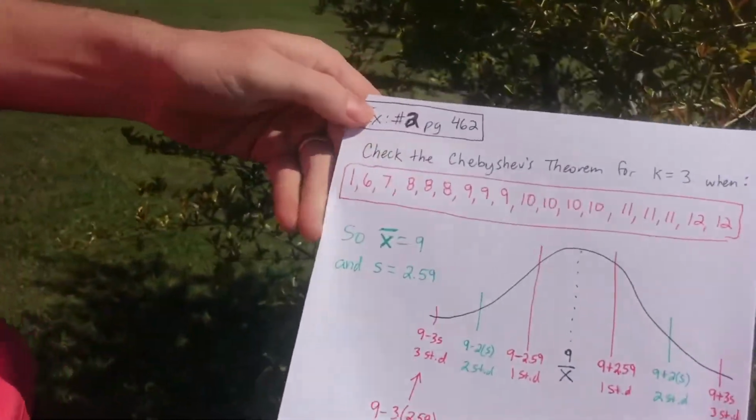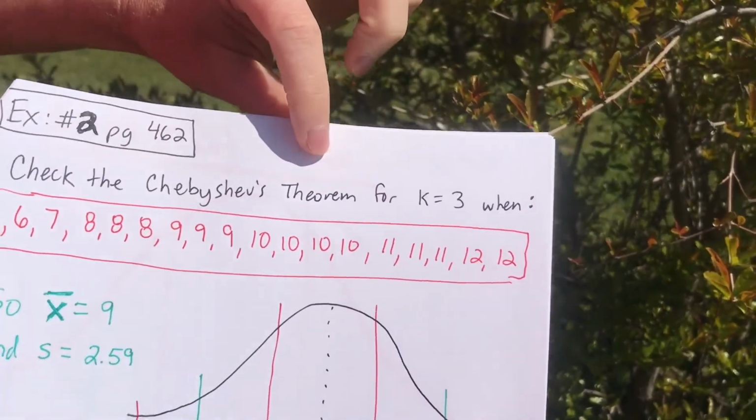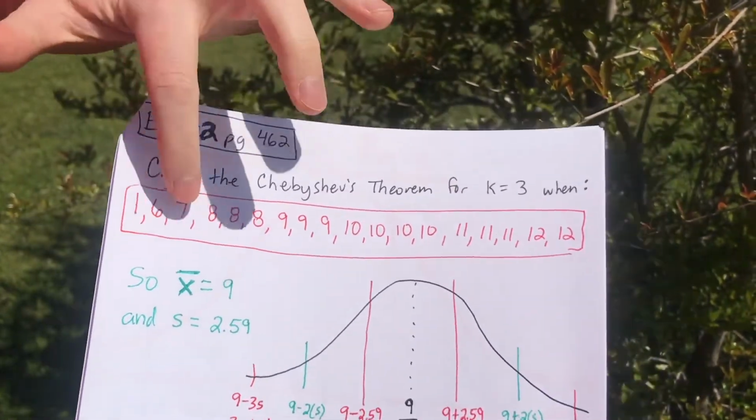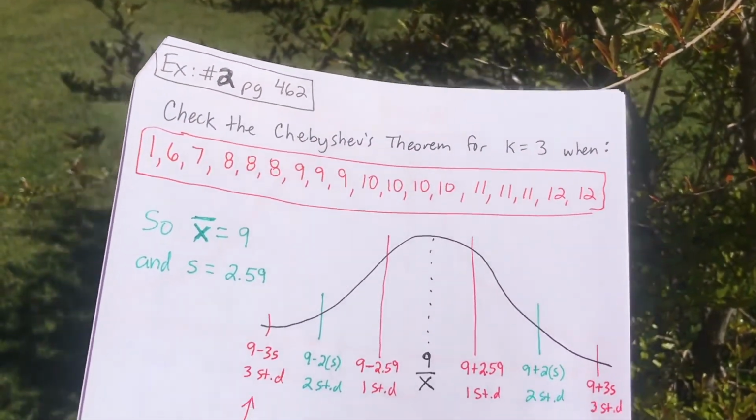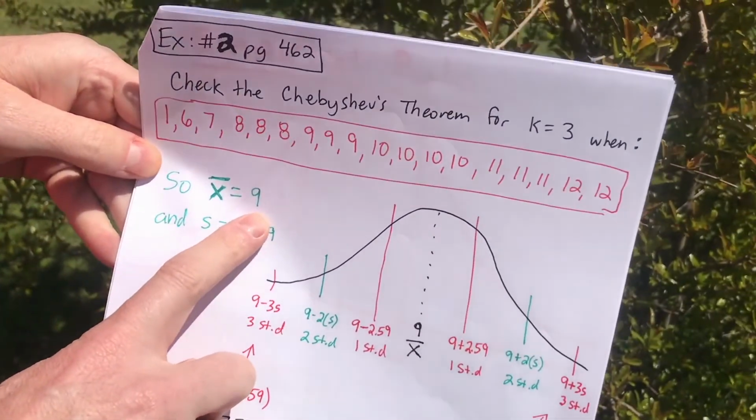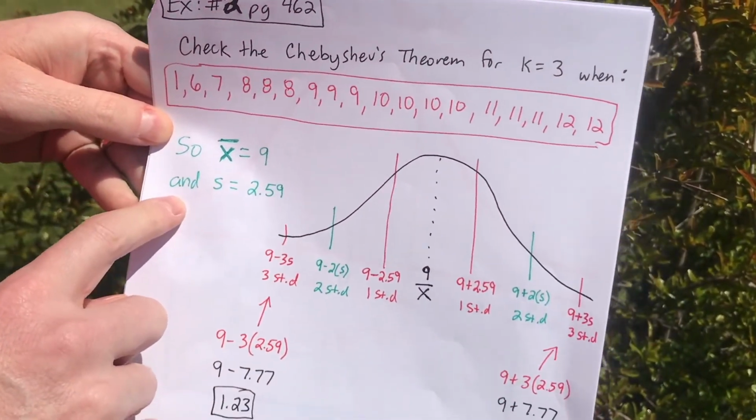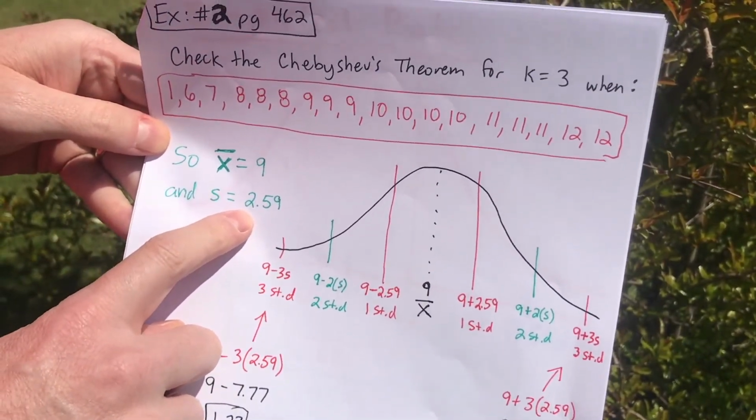So example number 2 says, page 462 in your book, check to see if Chebychev's theorem works for k equals 3 given this data. Remember that we had to have 8/9 of the data within 3 standard deviations. So let's see if it works. If we say that our mean, or our x bar, is 9, if I add those up and find the average, I'm going to find out it's 9. I'm going to find out that my standard deviation is 2.59.